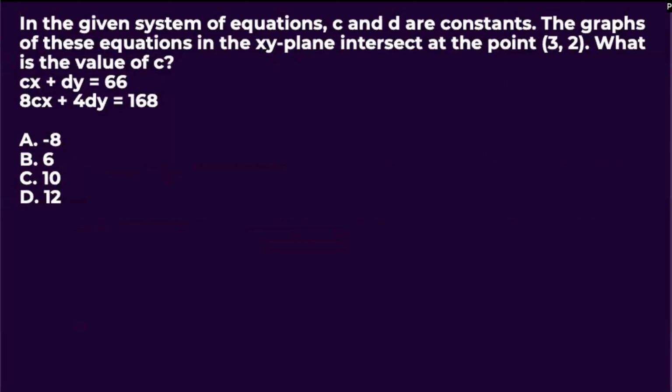So take a moment and read this problem, which is a generic type of problem that you could see on the new digital SAT. In this problem, it says in the given systems of equations, C and D are constants. They let you know that the graph of these equations in the xy plane intersect at the point (3, 2). What is the value of C?